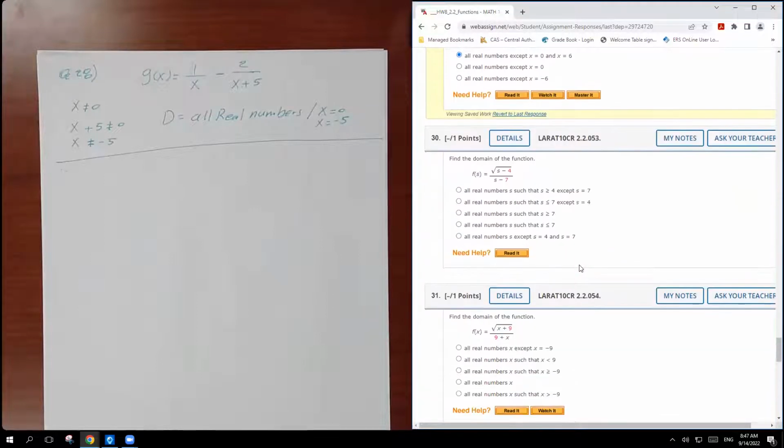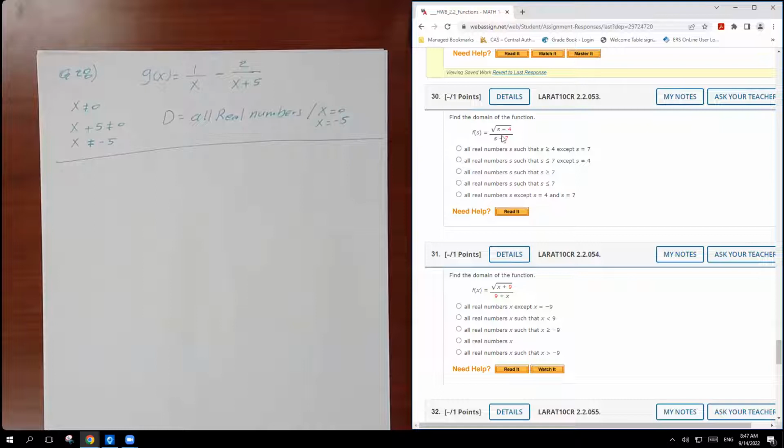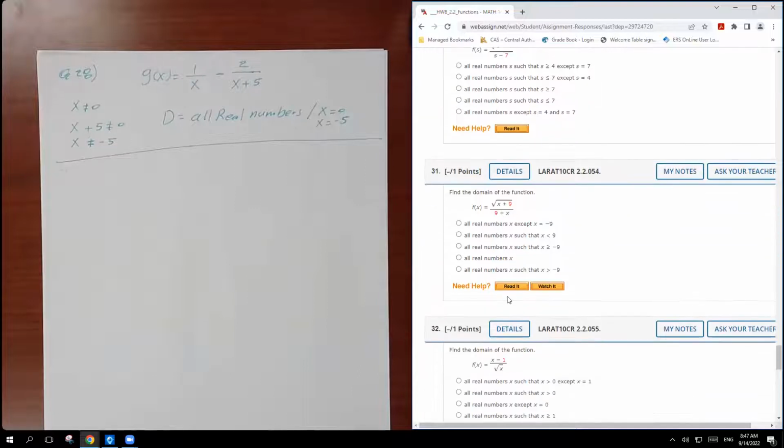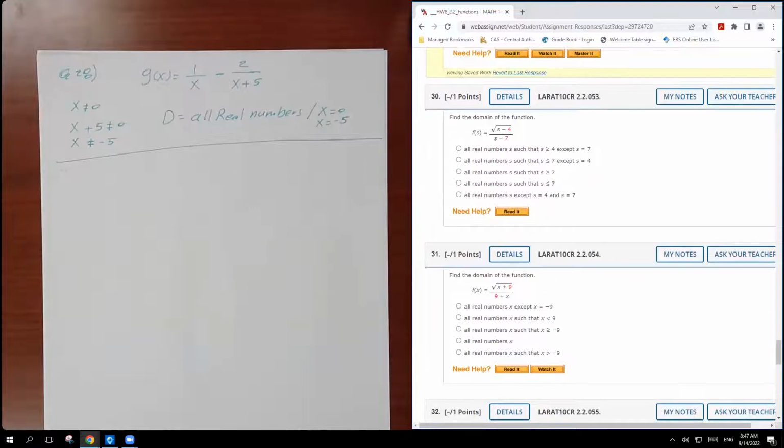Let's keep going. These are two really important examples, examples 30 and 31, because we have rational and we have radical, which is the square root. Rational and radical. So these are two important questions. Let's work on these.